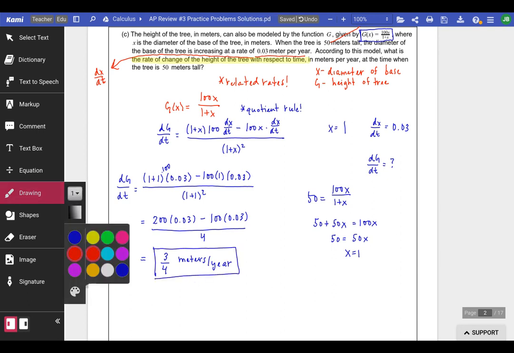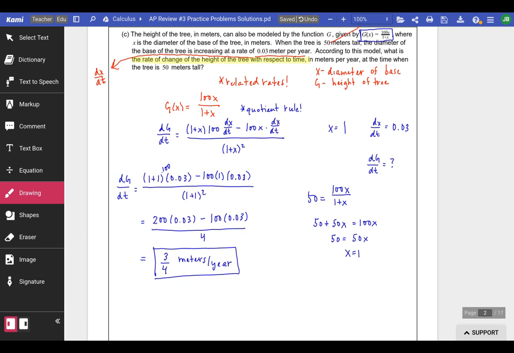So scoring for this particular year, they gave 2 points here for dg/dt, and then 1 point here for the final answer.